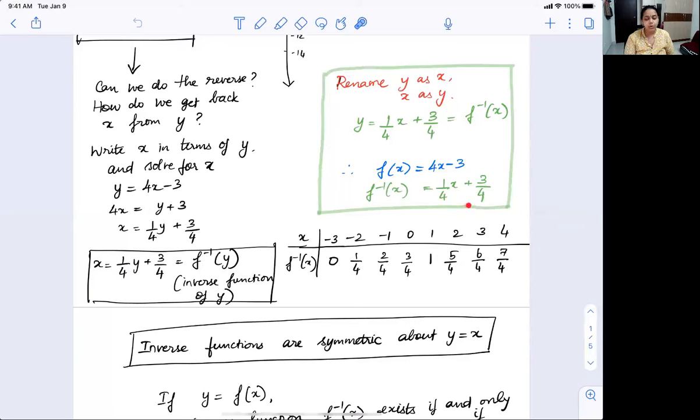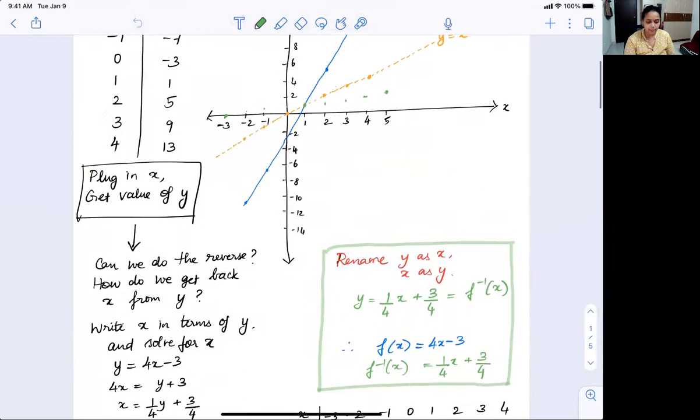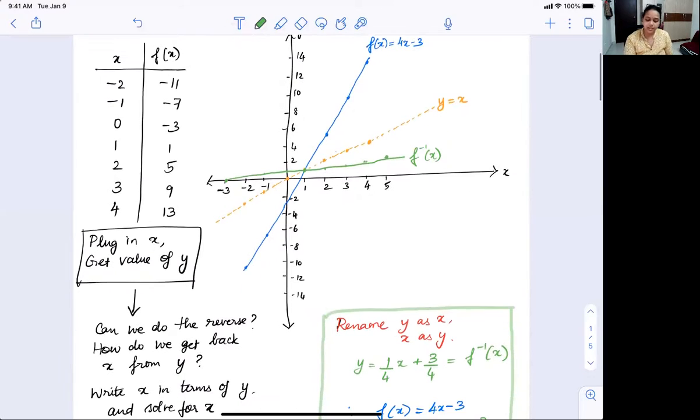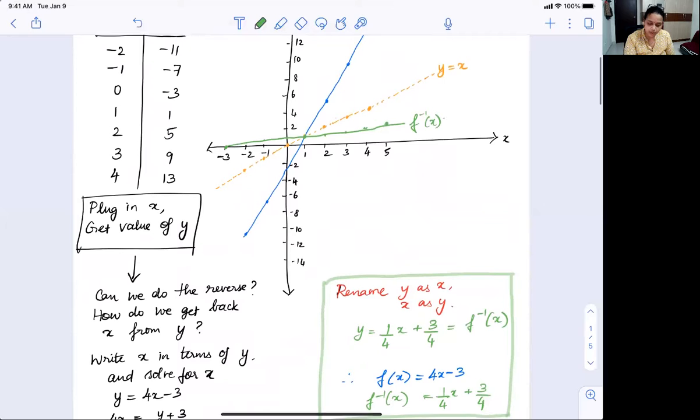Now, we have two of these functions here. And how does the inverse function look? Let's plot it out. I've written x values and filled in the f inverse of x values. Let me go ahead and graph them on the line. I have f of x given by the blue line, and I'm going to have a green colored line that plots my f inverse of x, which is 1 by 4x plus 3 by 4.